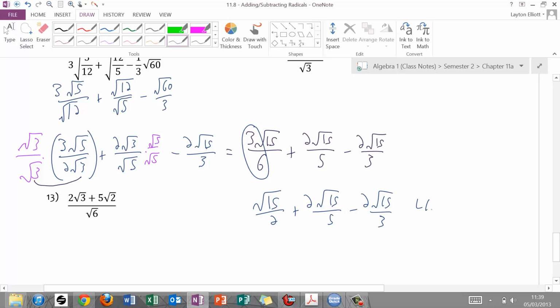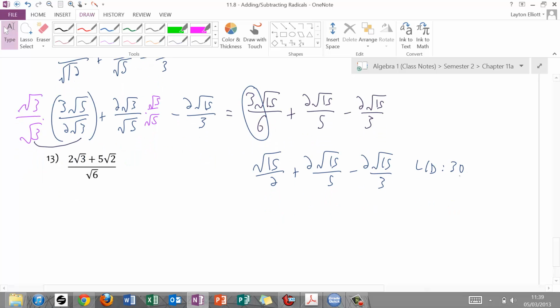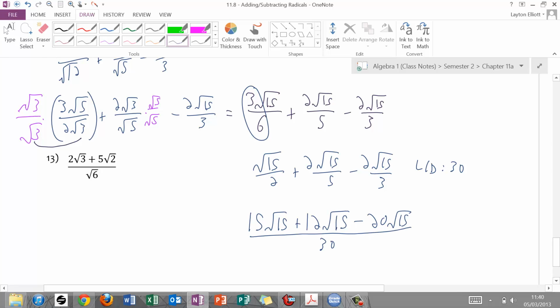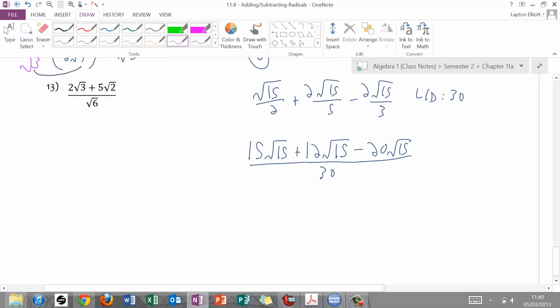And we're going to go in LCD with the 2, the 5, and the 3, and that would be 30. So if that's 30, then this first one needs to be multiplied by 15, so that's 15 radical 15 plus, and then 6 times 2 is 12, 12 radical 15 minus 10 times 2 is 20, radical 15, all over 30. 15 plus 12 is 27, minus 20 is 7, so then we have 7 radical 15 over 30.